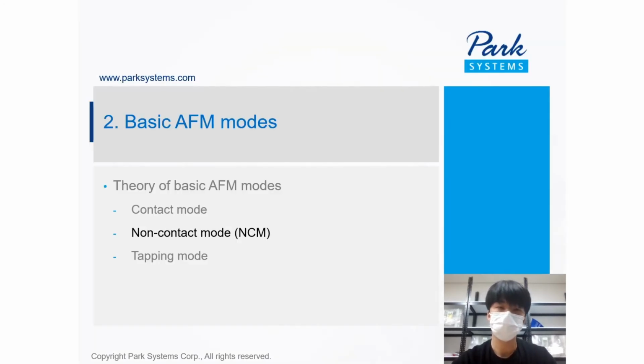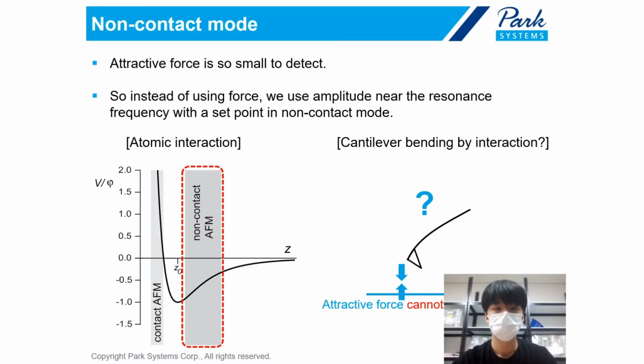The next one is non-contact mode. So non-contact mode uses the attractive force, but it is so small to detect and it cannot bend the cantilever like the repulsive force of contact mode. So instead of using force, we use amplitude near the resonance frequency for the set point.